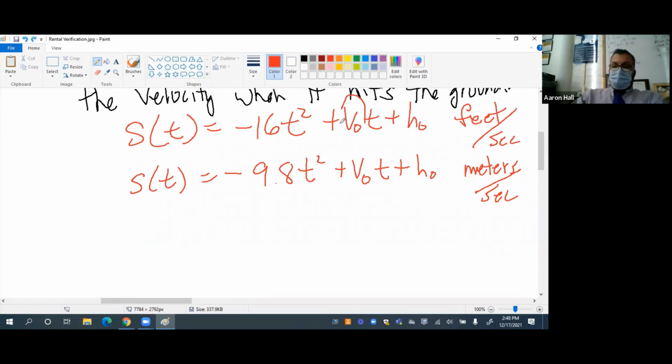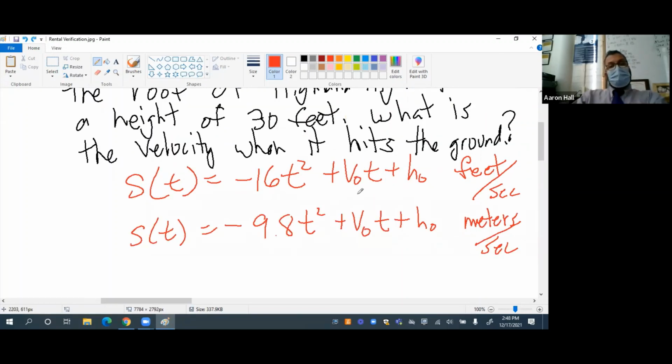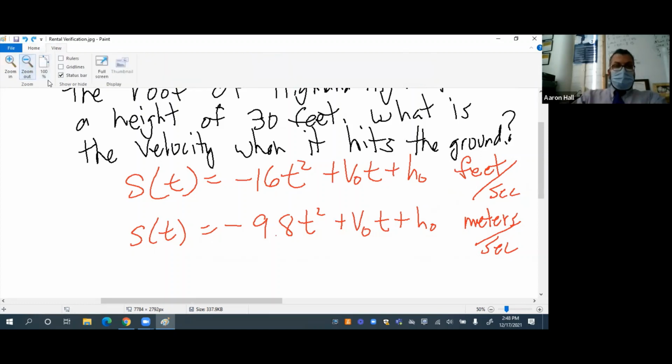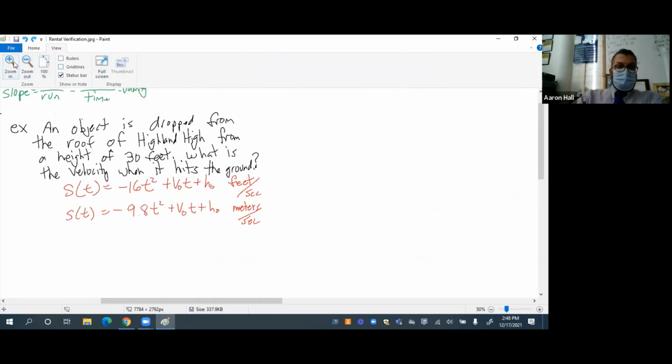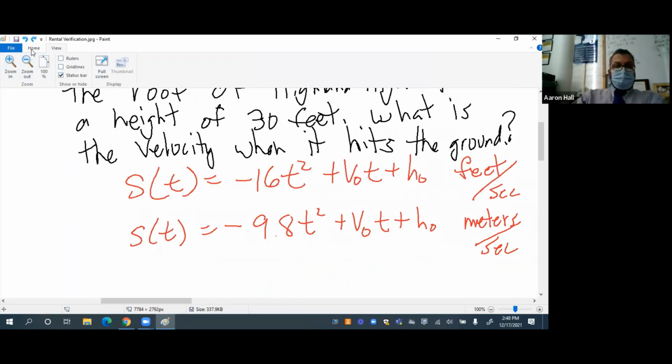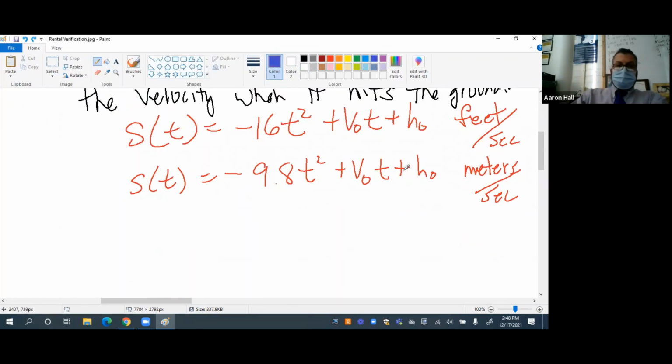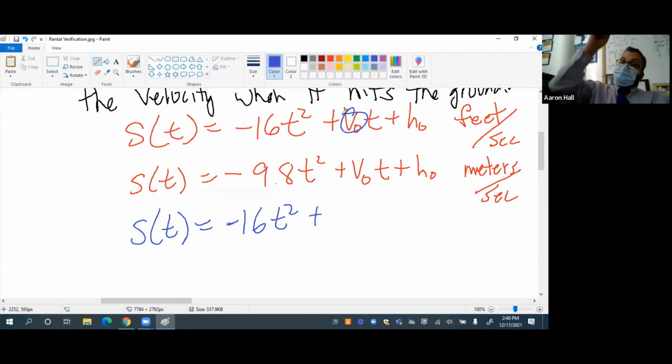What does V naught mean? It's our initial velocity. What is H naught? Our initial height. So our position equation in this case is going to be what? S of t equals negative 16 t squared plus what? 0. Yeah, because we're just dropping it.